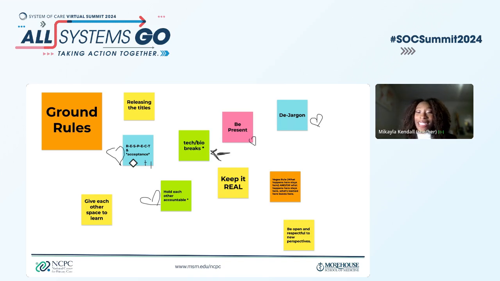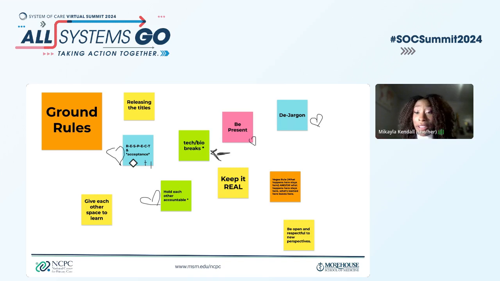Yes, and as someone pointed out, some adults don't understand all the jargon anyways, especially when the advisory council is adults coming from different organizations, so different places of work. So it was very important that we hold de-jargon. Another one is releasing the titles. Again, kind of leveling that playing field. Yes, I'm so happy you got your degree, but I have something to bring to the table as well.